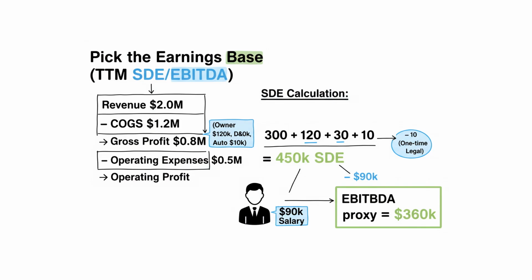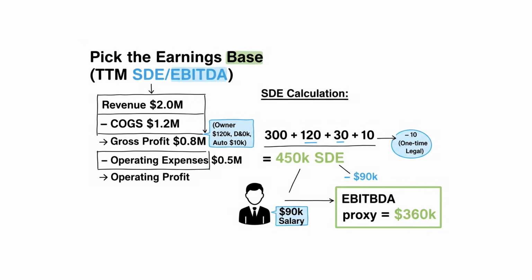Operating profit $0.3 million. Normalized to SDE: $300K plus 120K owner plus 30K DNA plus 10K perk equals 460K SDE, minus 10K one-time legal equals 450K. If a buyer will hire a manager at 90K, EBITDA proxy is approximately 450K minus 90K equals 360K. These will drive multiples in income models.